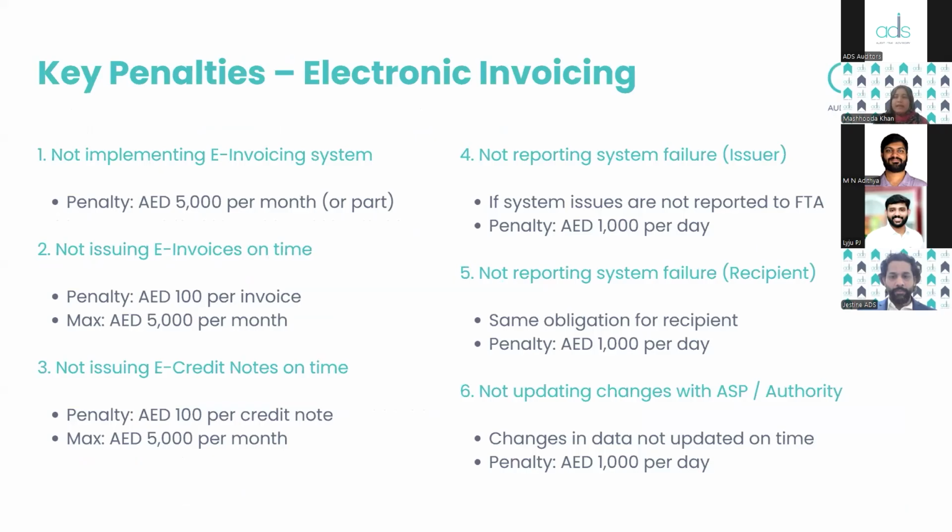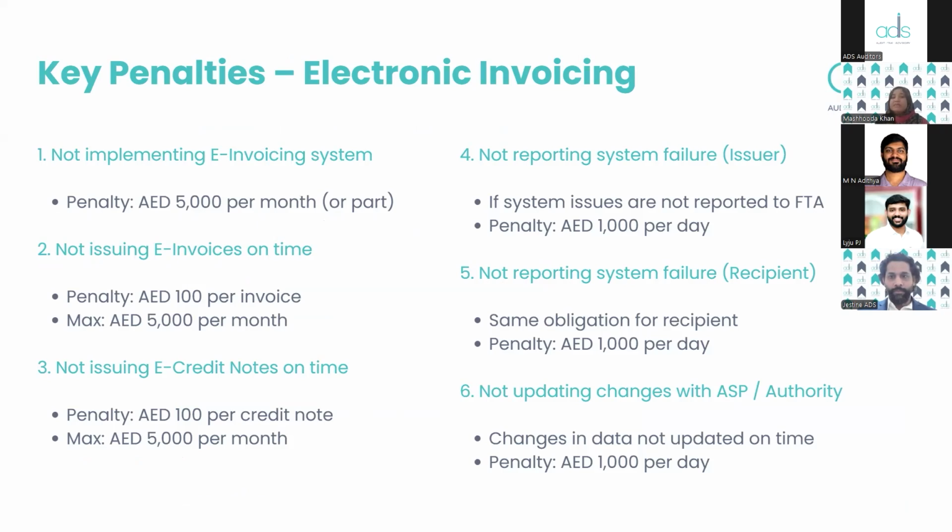Okay, so with that, here are a few key penalties which would be applicable under electronic invoicing. So first would be if you're not implementing the electronic invoicing system. Suppose a business is required to implement an ASP, or the business is required to go live by 1st July 2027 for businesses whose turnover is less than 50 million. In that case, if it has not been implemented, then there's a penalty of 5,000 dirhams per month.